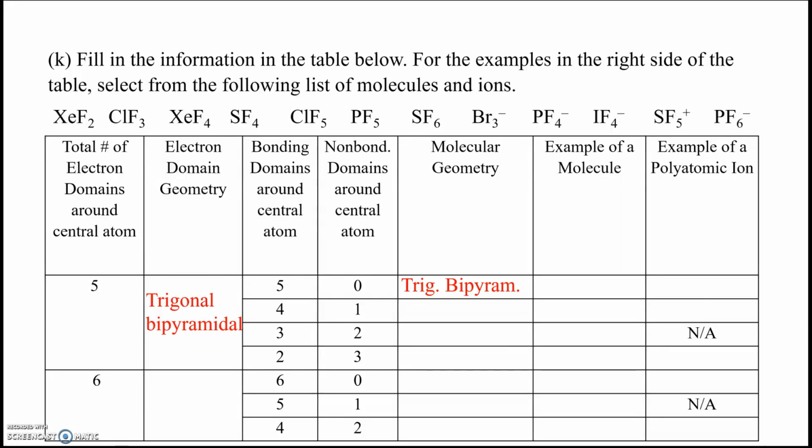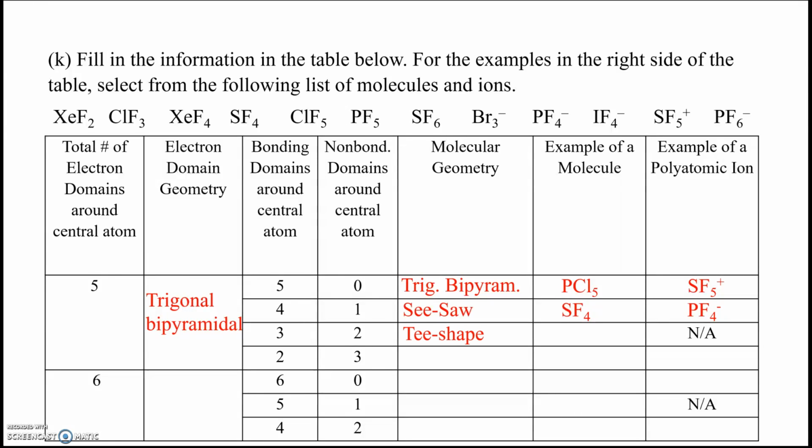5 and 0 gives me trigonal bipyramidal, and an example, as we just talked about, would be phosphorus pentachloride or SF5 plus polyatomic ion. When I'm looking at 4 bonding domains and 1 non-bonding, this is called the seesaw, and an example of this would be SF4, with the polyatomic ion being PF4 minus. We will look at some models in class to get a better feel for why this shape has the name seesaw and what that really looks like.